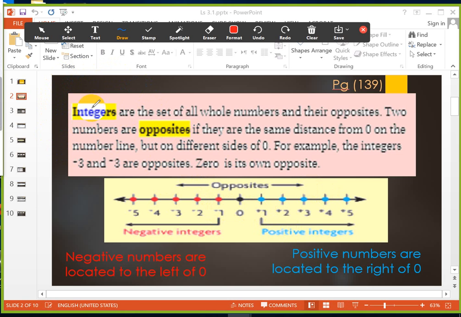So in the integer set, I have a sign before the whole number. If I have a positive sign before the whole number, we name this number a positive integer. And if I have a negative or minus sign before the whole number, we name it a negative integer.